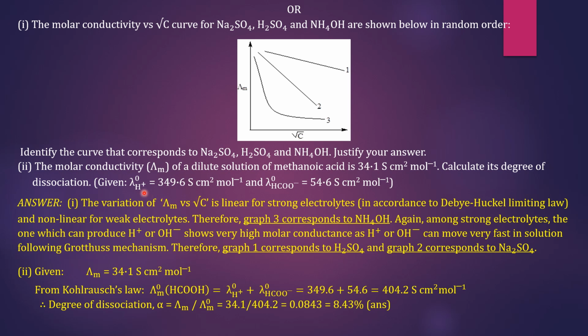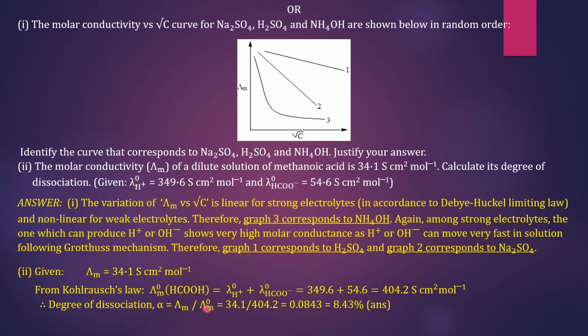And the last numerical problem, they are asking for the degree of dissociation. Lambda m is given, and instead of giving lambda m naught, they are giving values individually for the ions. So use Kohlrausch's law. Lambda m naught of formic acid will simply be the sum for H plus and HCOO minus. Now the degree of dissociation, for a particular concentration, is lambda m at that concentration divided by lambda m naught.